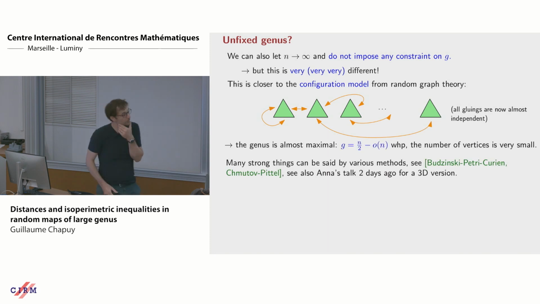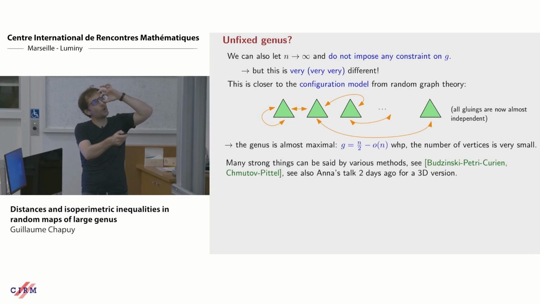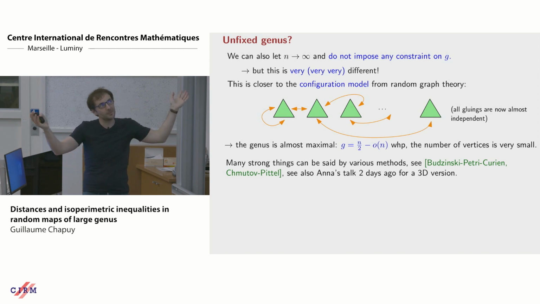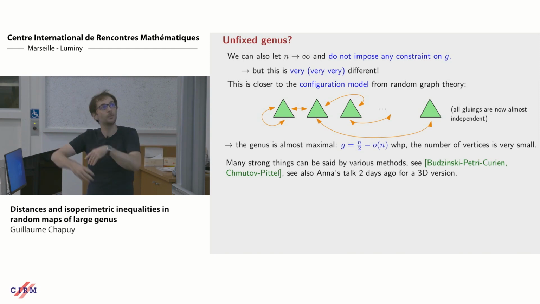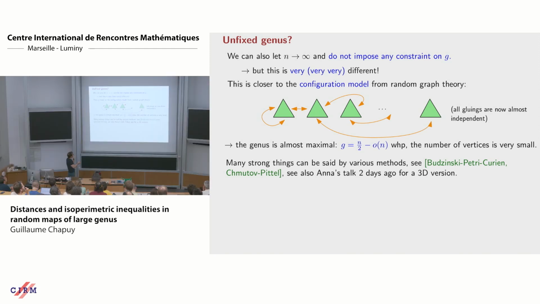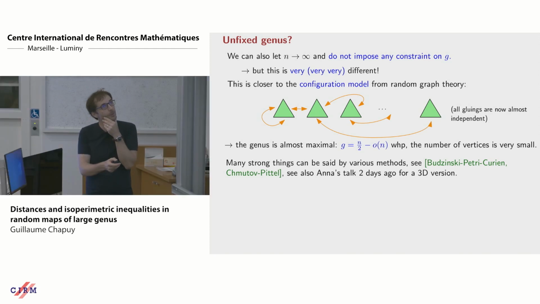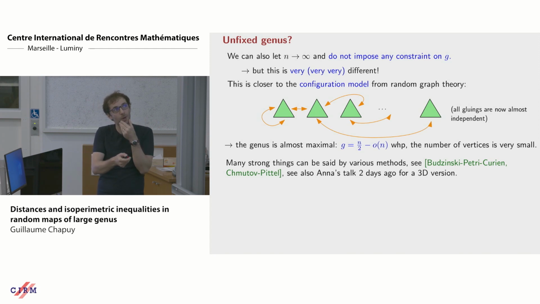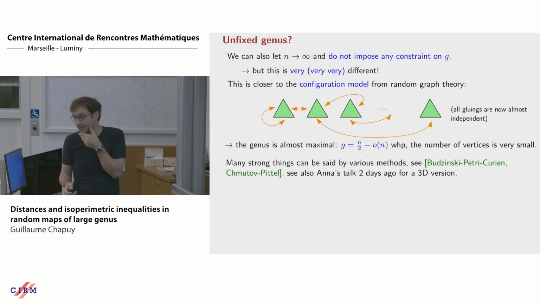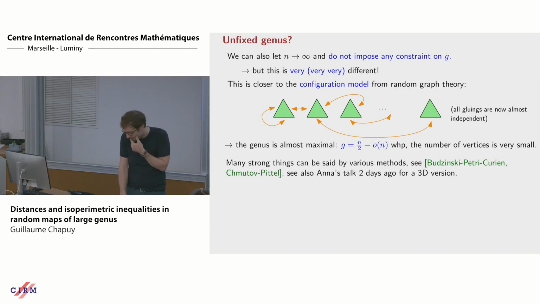Some people have been doing that. You can say very precise things. I hope I'm not messing this up because I'm not very familiar with this model. But essentially what happens is that the genus will be almost maximal when you do that. If you don't constrain the genus, it will try to be very large. You will have very, very few vertices. So the number of vertices will be little o of n, and in fact much smaller than this. And so then you can say many strong things. Some people have been doing this. Many of them are in the room. And in fact, you can even generalize part of this theory to higher dimensions, and I think this was the case in Anna's talk. You can glue together tetrahedra or octahedra, and you are in this world, but my point is this is different from my main story.